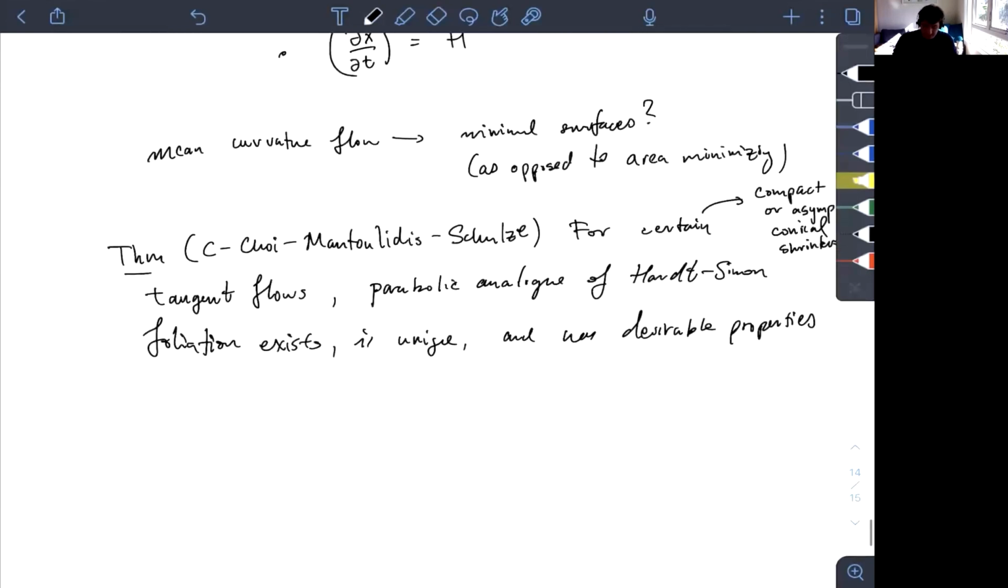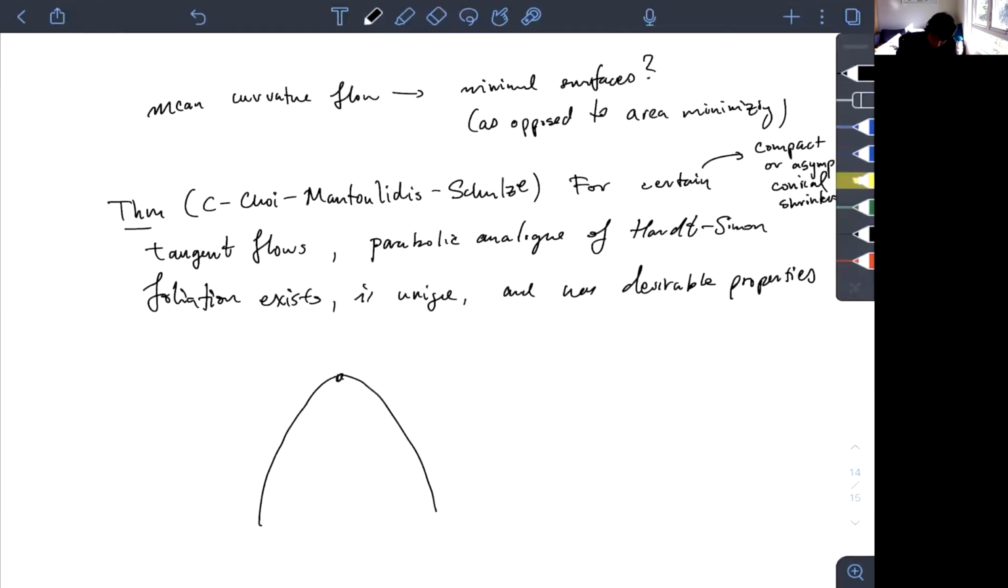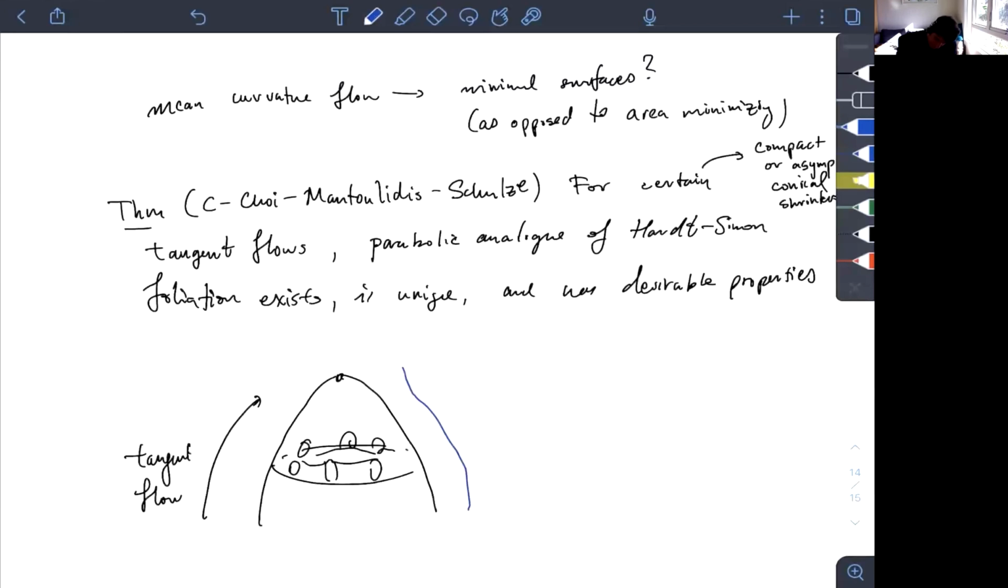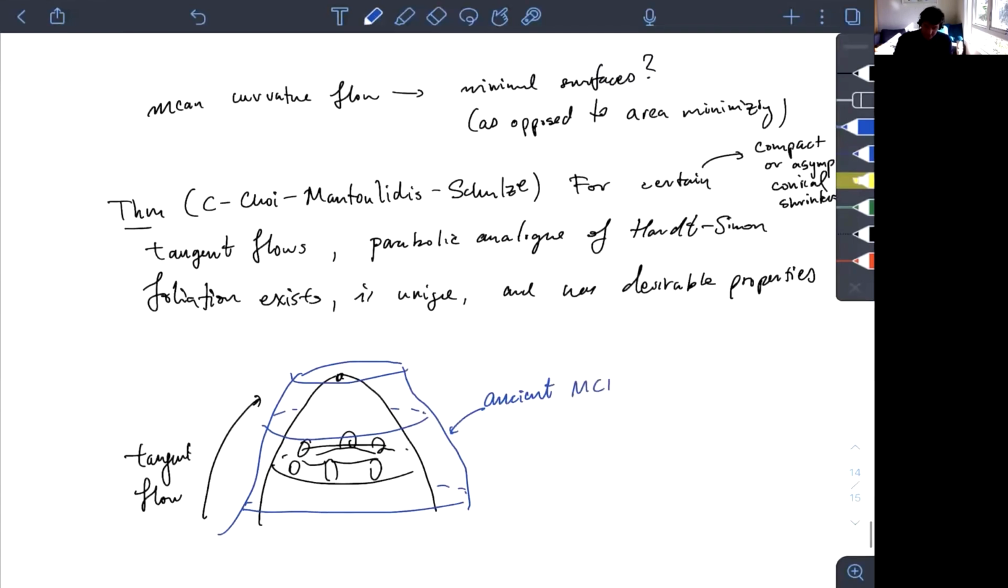Okay, and so just in a picture, this might be some tangent flow. And in this tangent flow, perhaps it's an undesirable singularity. And so what we proved is that the correct way of thinking about this is you should look in the complement of the space-time track of the tangent flow, and there exist ancient solutions to mean curvature flow that are like entire minimal surfaces, just like the Hart-Simon theory produces entire minimal surfaces on one side of a cone. There exist ancient mean curvature flows with nice properties.